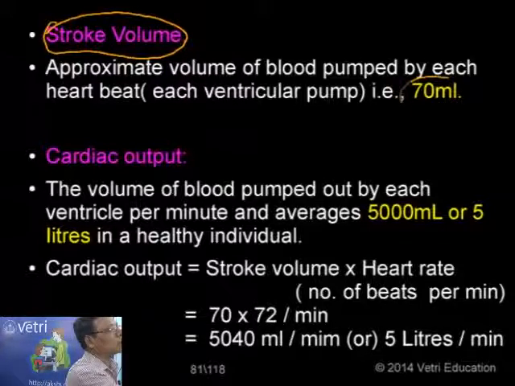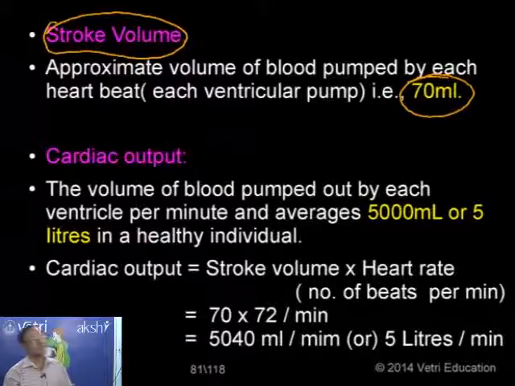So per heartbeat, the amount of blood that is pumped out from the heart is equivalent to 70 ml, and that is called stroke volume.